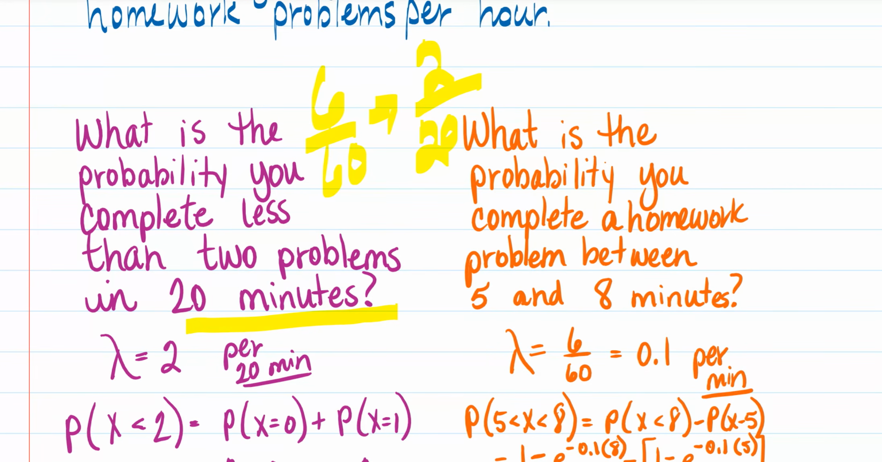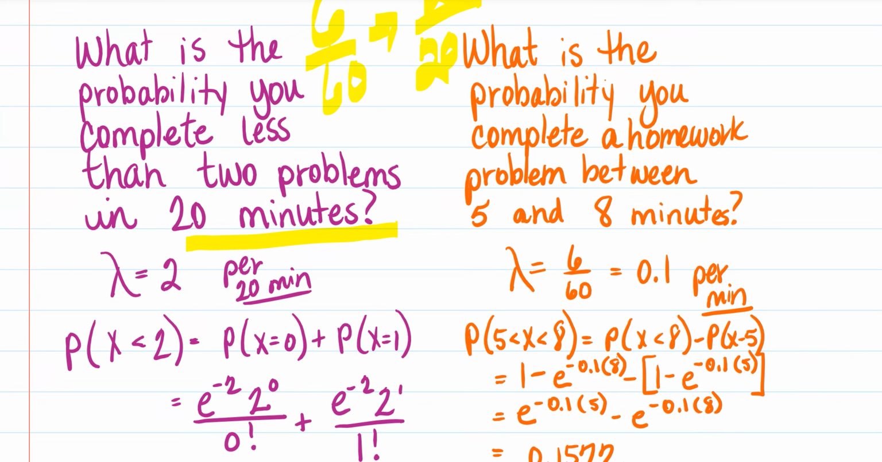And we're looking for the probability that we complete less than 2 problems in 20 minutes. So we need to sum the probabilities that x equals anything less than 2. So the probability that x is less than 2 is equal to the probability that x equals 0 plus the probability that x equals 1. Here we just use the function from above and substitute our values for x and then lambda. Our answer tells us that there's about a 40% chance that you complete less than 2 problems in 20 minutes, given that you average 6 problems per hour.